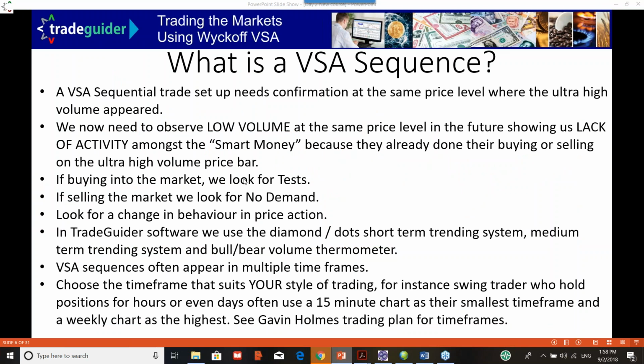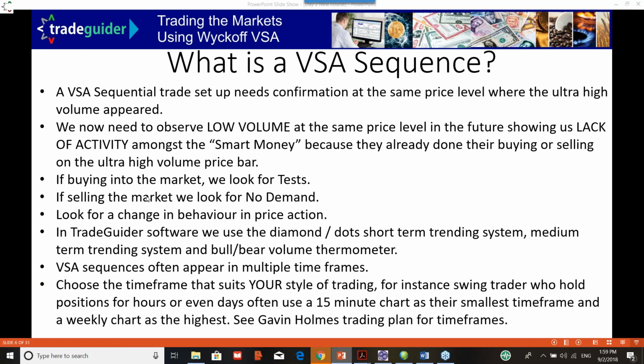So if buying into the market, we're looking for tests. If selling the market, we look for no demand. Look for a change in behavior in price action. We talked about that yesterday. That's basically where the market turns. And these changes of behavior are consistently happening where the trend clusters are getting hit because of the support and resistance lines that the software is projecting out.